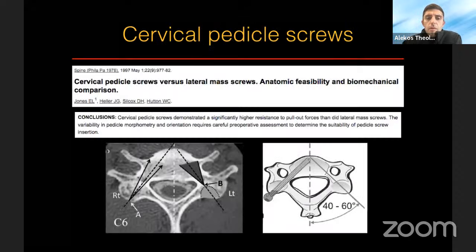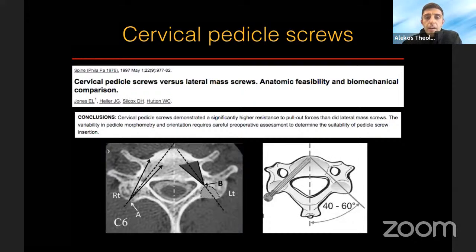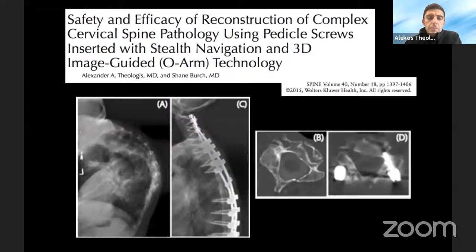I'm not advocating for this because I think this is a relatively high-risk and, some would argue, dangerous fixation method in the cervical spine. But cervical pedicle screws are a fixation option. You can see here biomechanically they have a higher resistance to pull out compared to lateral mass screws. They're challenging to place freehand.